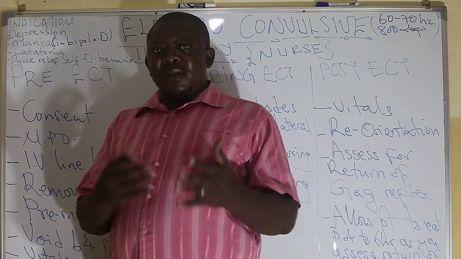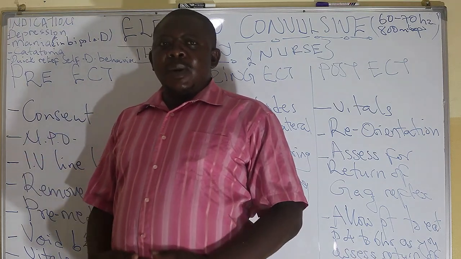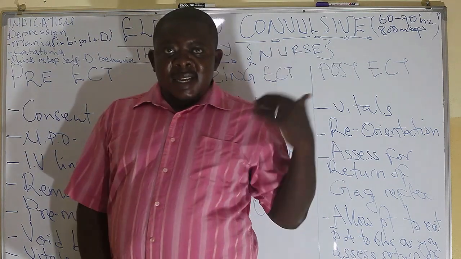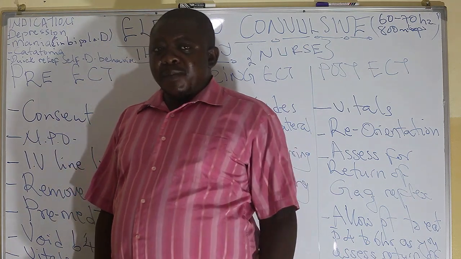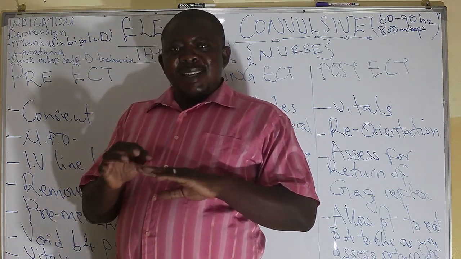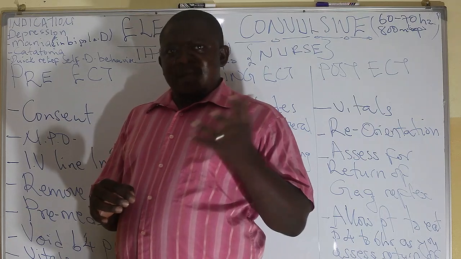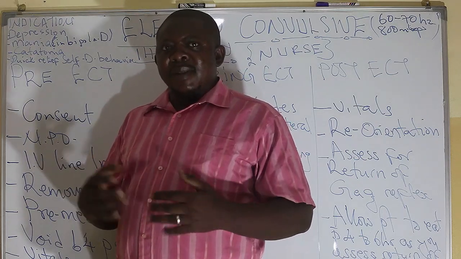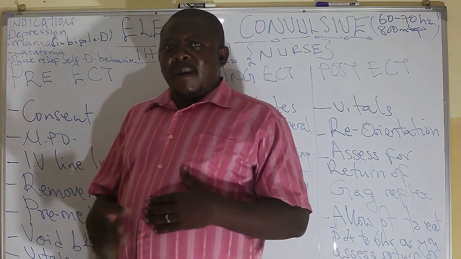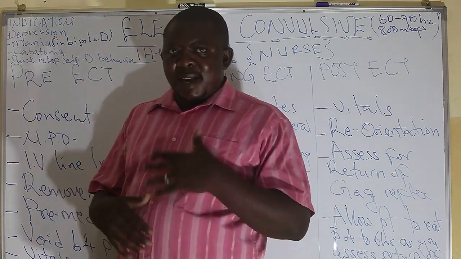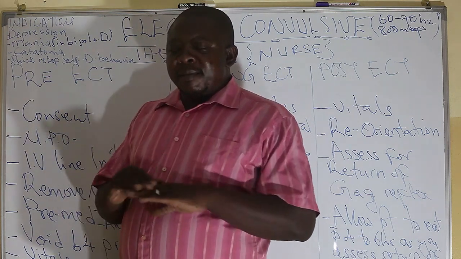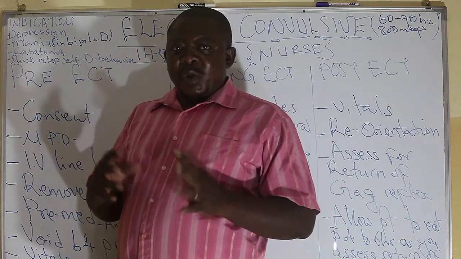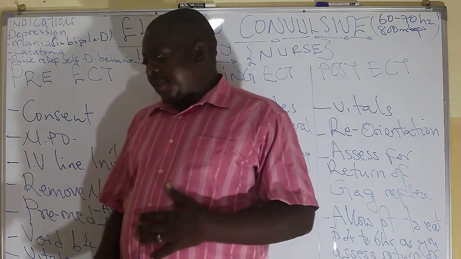About 70% of people that will end up having ECT as a mode of treatment are women. So you have to remove nail polish for easy observation for cyanosis. When someone is convulsing, oxygen exchange is affected and becomes ineffective. So there may be cyanosis that you need to observe during the procedure.